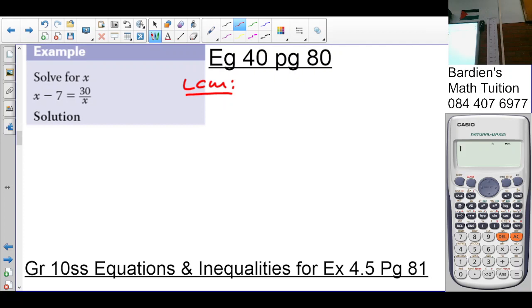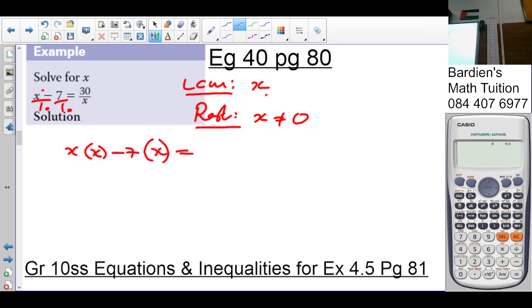So as you can see, the LCM is x, and your restriction is the value x can never be equal to: when the denominator is equal to 0, x is never equal to 0. Naturally, the other term is over 1. So the first denominator 1 must be multiplied by x to get the LCM of x. So we must multiply the numerator as well. So it's x into x. Minus 7, that must be multiplied by x as well. So we multiply the numerator by x as well to get equivalent fractions.